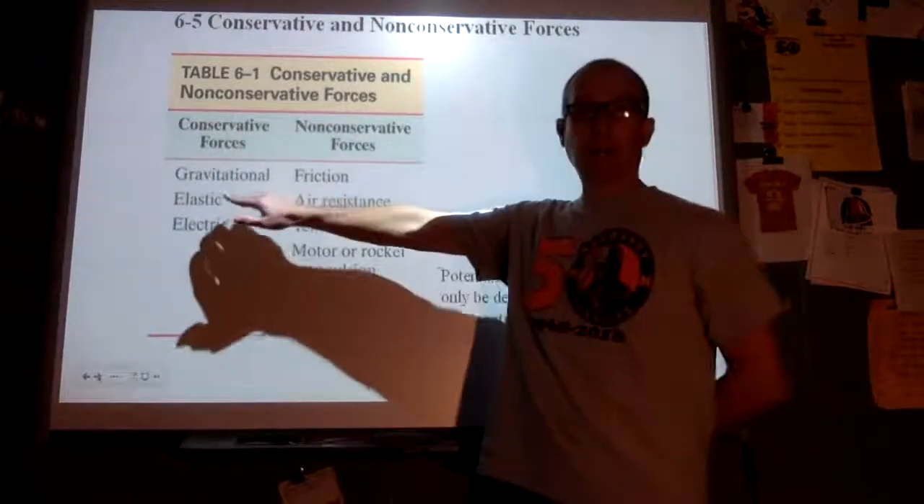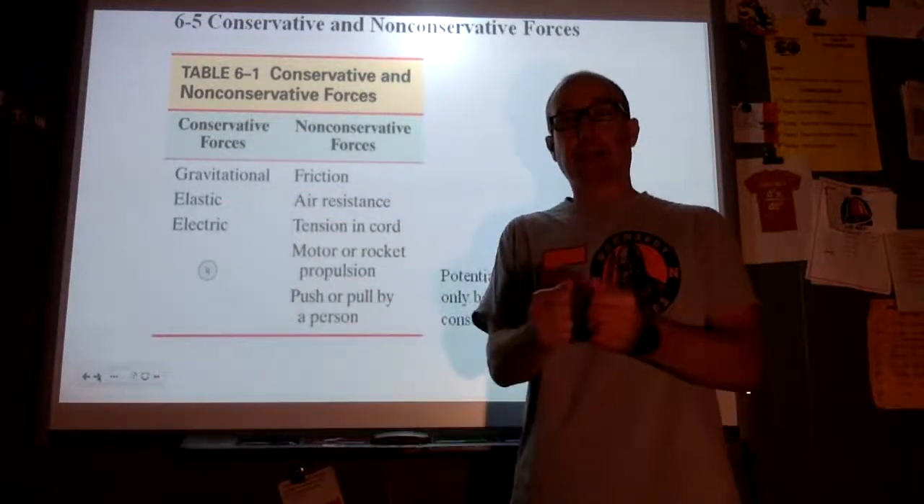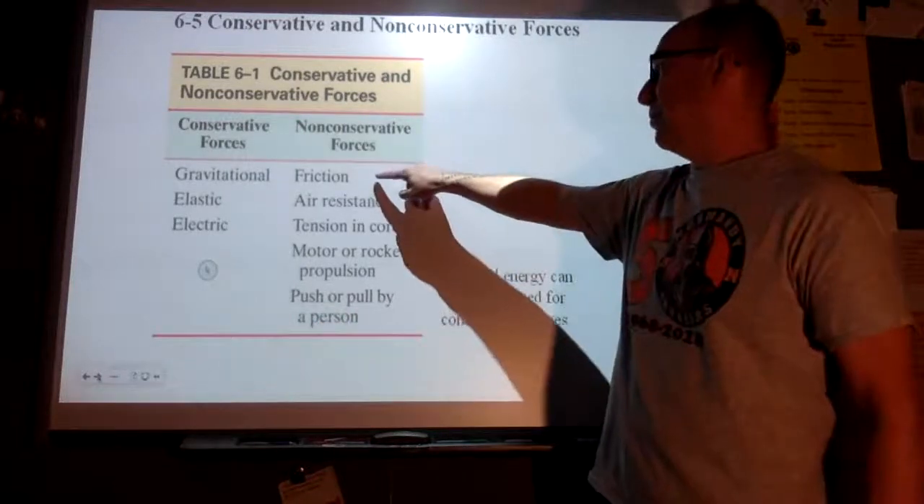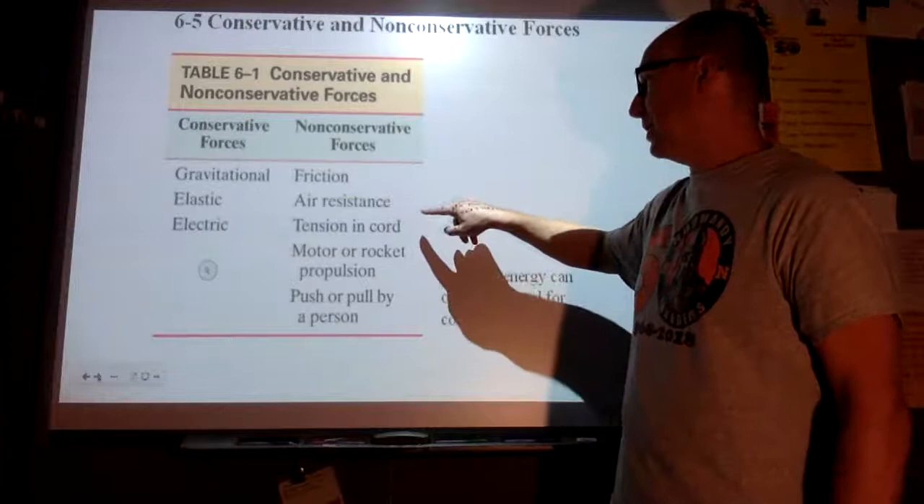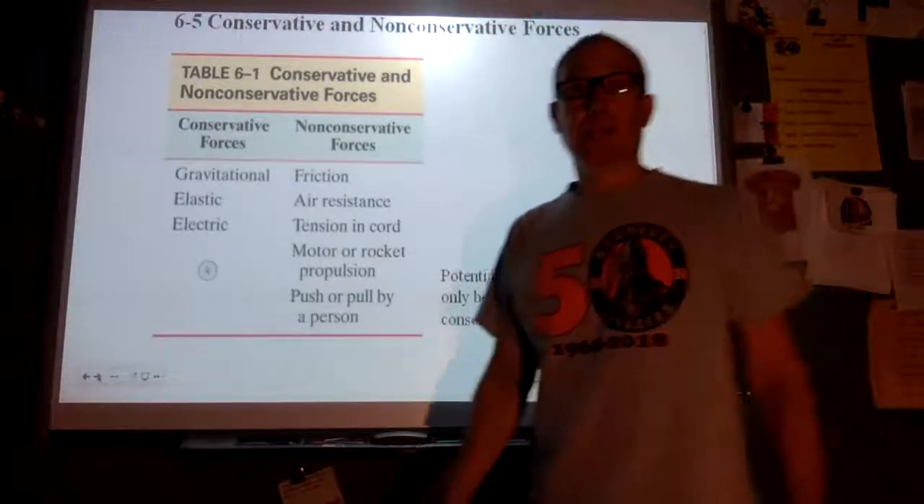So our conservative ones are going to be gravitational, electric, and elastic. I didn't mention, but if you put the energy in a spring, it's easy to get most of it or all of it back. Non-conservative ones are going to be friction, air resistance, tension in a cord, motor or rocket propulsion, push or pull by a person.